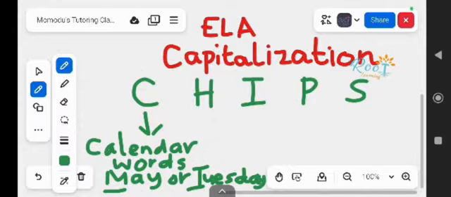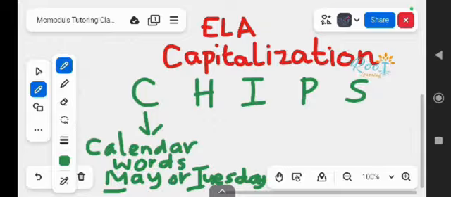Calendar words: January, February, March, April, May, June, July, August, September, October, November, December. And any day of the week: Sunday, Monday, Tuesday, Wednesday, Thursday, Friday, Saturday. Any of these days or months of the year should always be capitalized because they belong to the group of calendar words. So the first from our acronym is the letter C, meaning calendar words. Months of the year and days of the week, they should all be capitalized.